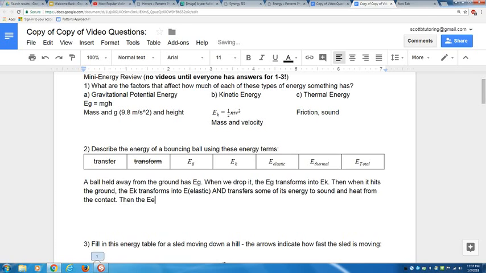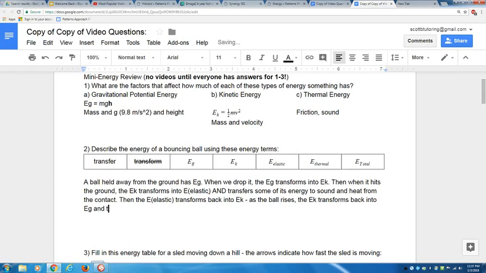Then the E elastic transforms back into Ek, kinetic energy, and then because it's got kinetic energy, as the ball rises, the Ek transforms back into Eg, and the whole process starts over again. Okay, so then I look back up here, and I see I've used all of my terms now except thermal and total.